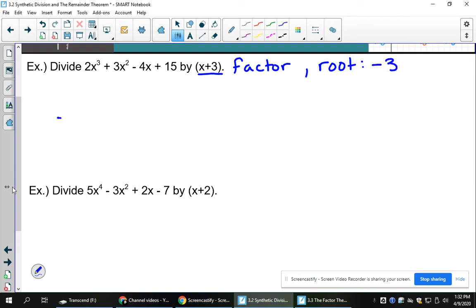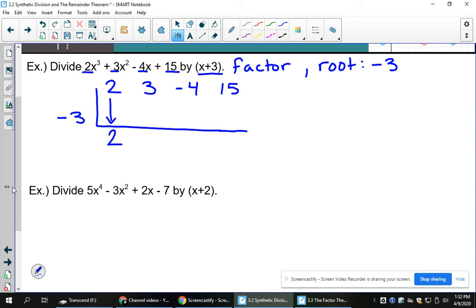That's the number that goes out in front of your synthetic division, and the coefficients go on the top row. Now you have to double check before you write them down that you have every term. So if we have x cubed, the next one needs to be x squared, x, constant. If any of those are missing, you need to put a 0 in its place. I'm just going to write down the coefficients now, leaving space so I don't get confused. And I'm going to pull down the first number.